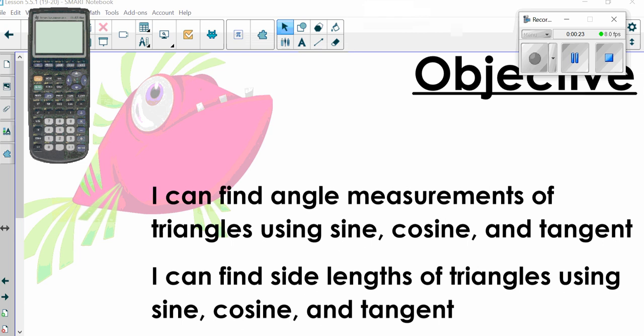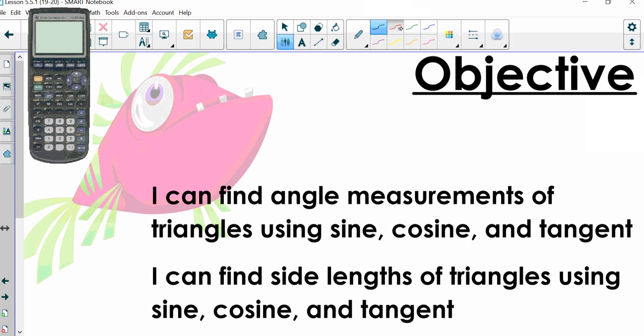The objectives are that we can find angle measurements of triangles using either sine, cosine, or tangent. While there are 6 trig ratios, we don't typically use the other 3 to find missing angle measurements of triangles since they're not on the calculator. And since we usually get to pick sine, cosine, or tangent, there's really no point in using the other 3. Okay. I can find side lengths of triangles using sine, cosine, and tangent. So angles and side lengths. And then that's just going to be extended today with some word problems.